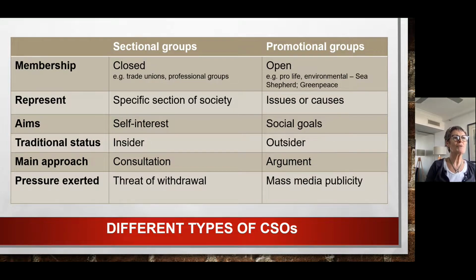So it's a closed membership, and that's versus an open membership, for example, groups that are more about social causes or community causes or environmental causes, for example, Sea Shepherd or Greenpeace, where anybody can join that group. So that gives you a good idea of some of those differences.